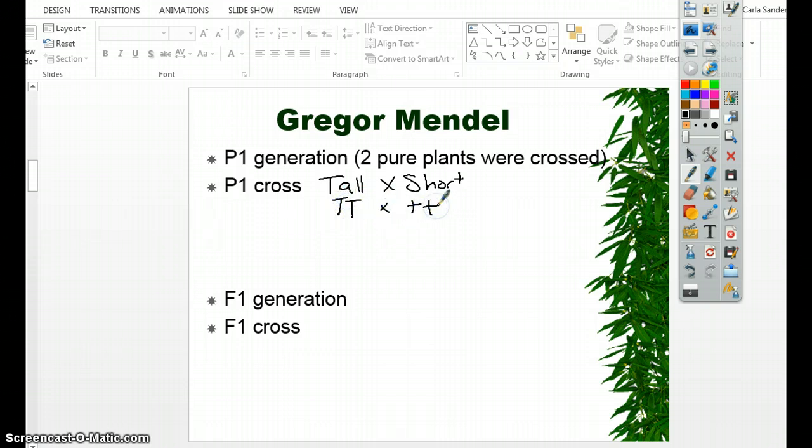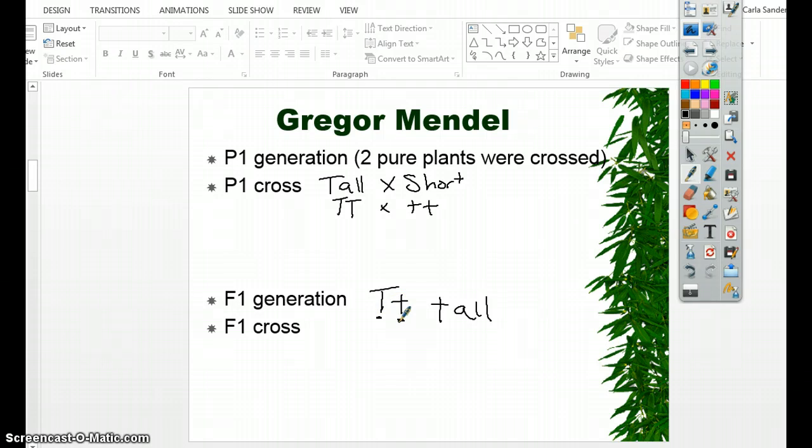I could do this for the shape, I could do this for the pea color, I could do this for the pod color, and on and on and on. I'm just going to stick with height for simplicity purposes. So he took the pure of one trait, crossed it with the opposite pure trait. He did that. That gave him his F1 generation, which were the hybrids of the parents. They all looked tall, but genetically, they had something from each parent.